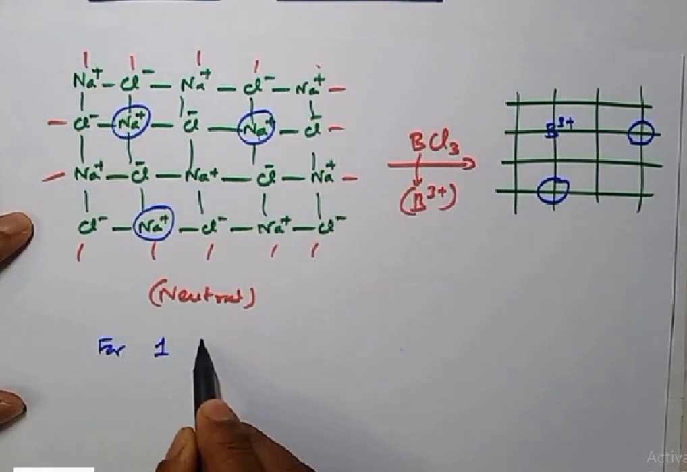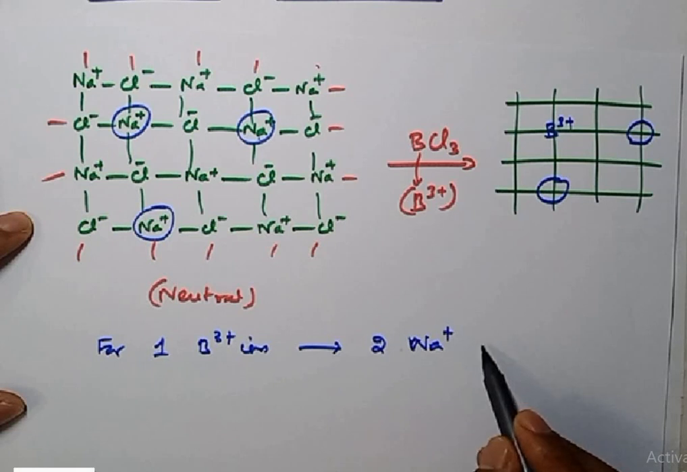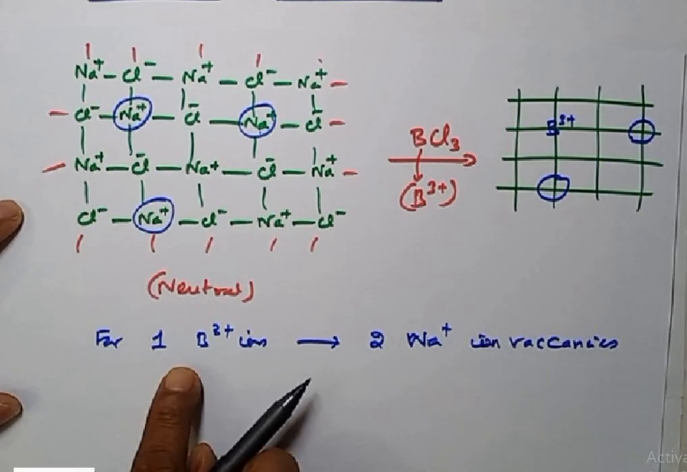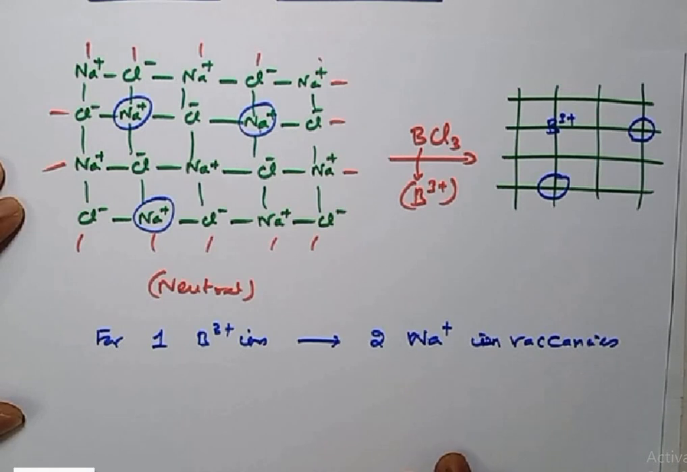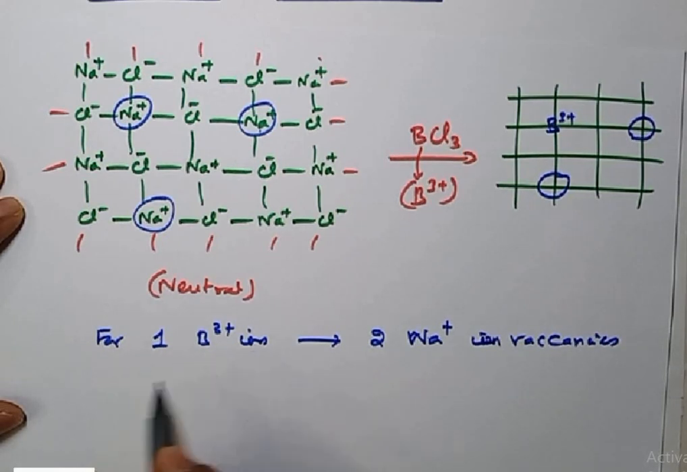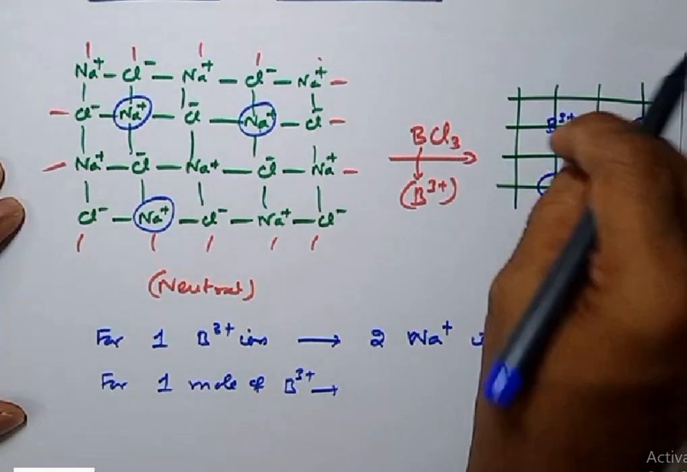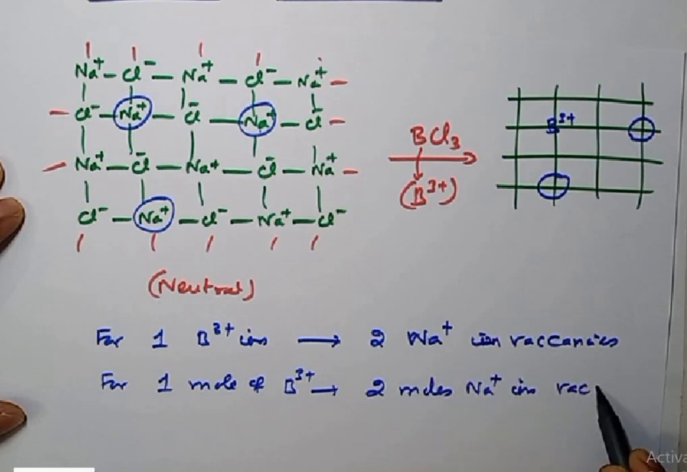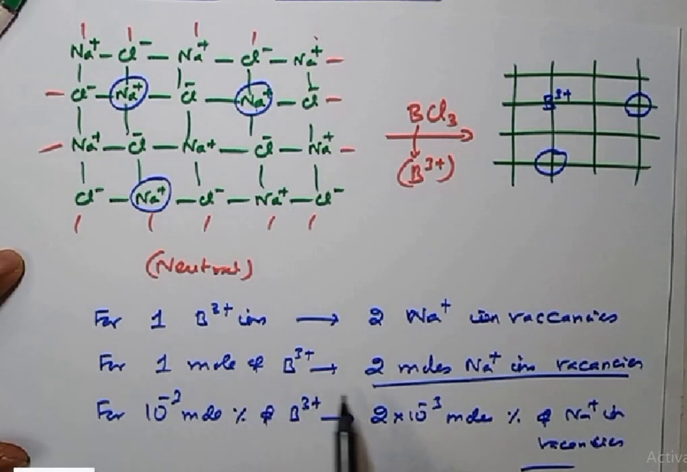Therefore, for one B3 plus ion, there will be two Na plus ion vacancies created. Are you able to follow? If I introduce one B3 plus ion in the crystal, there will be two sodium ion vacancies, for one. Now, if you take 1 mole of B3 plus ion introduced, then there will be 2 moles of sodium ion vacancies created. Is this correct? Are you able to follow? I repeat. For 1 mole, we have 2 moles of vacancy.